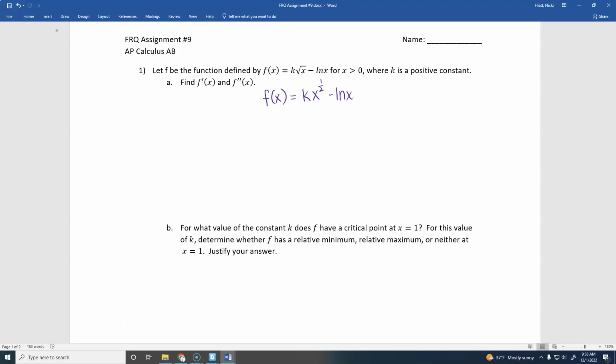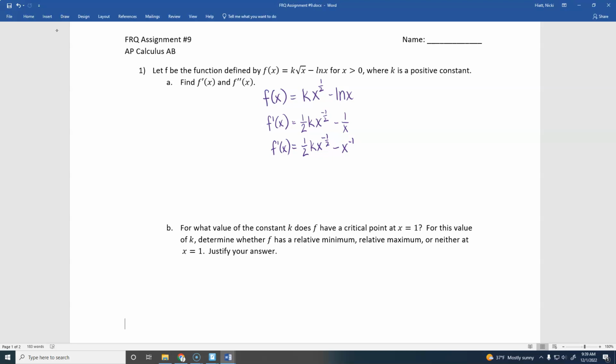Alright, so if I take the derivative of this, I'm going to get 1/2 kx to the negative 1/2. And then what's the derivative of natural log of x? 1 over x. Okay, so that's my first derivative. I may want to take the second derivative. I may want to write this as x to the negative 1 power. Just makes it a little bit easier because you don't have to use a quotient rule there. So this is f prime of x.